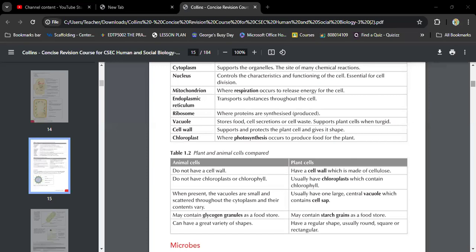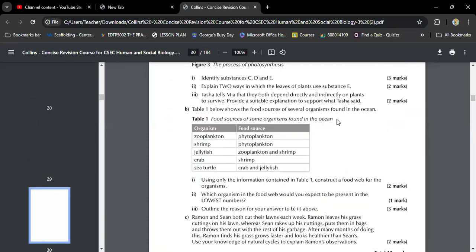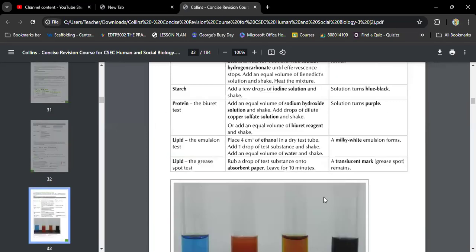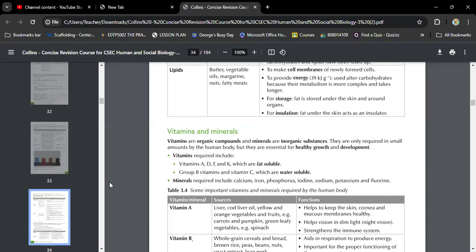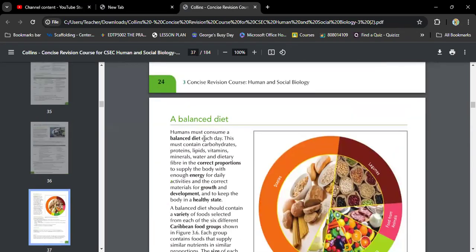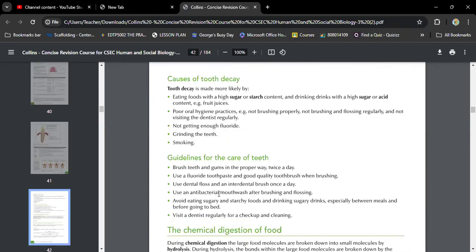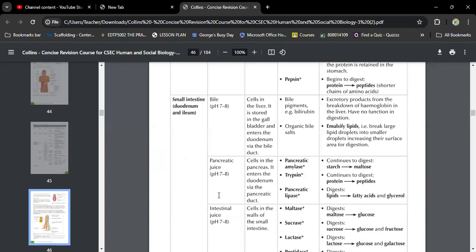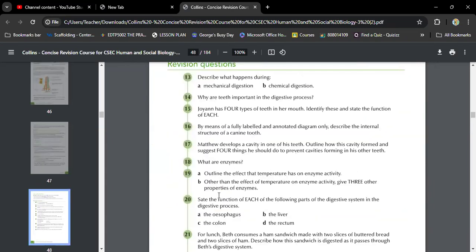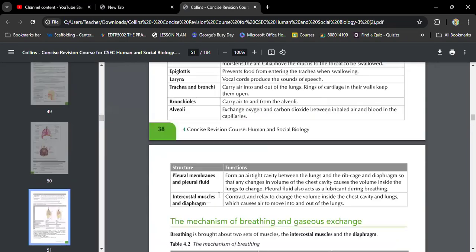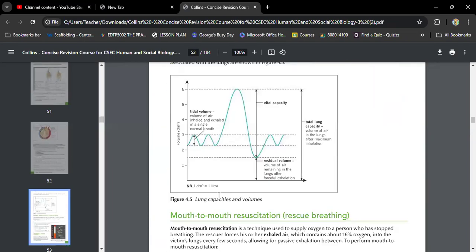So let's go back down to our notes. I think it's page 37. Let's see.